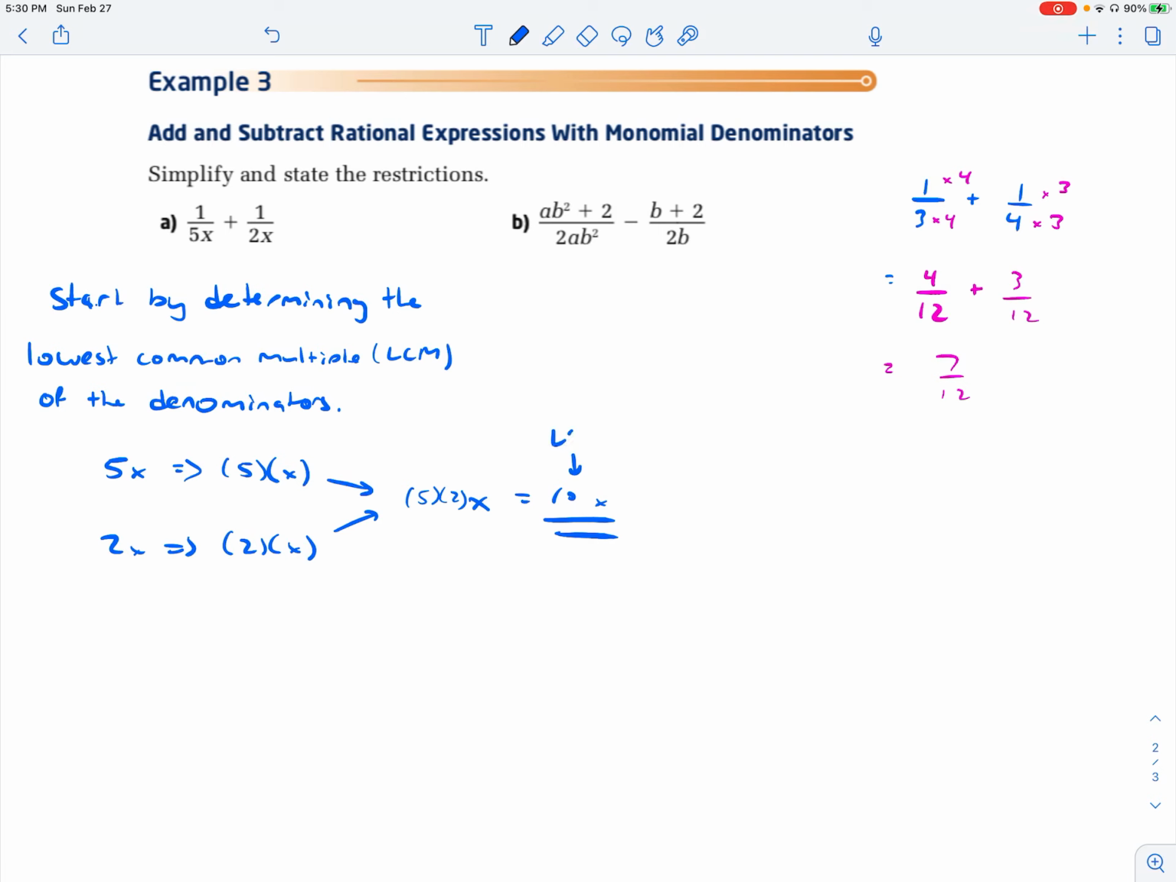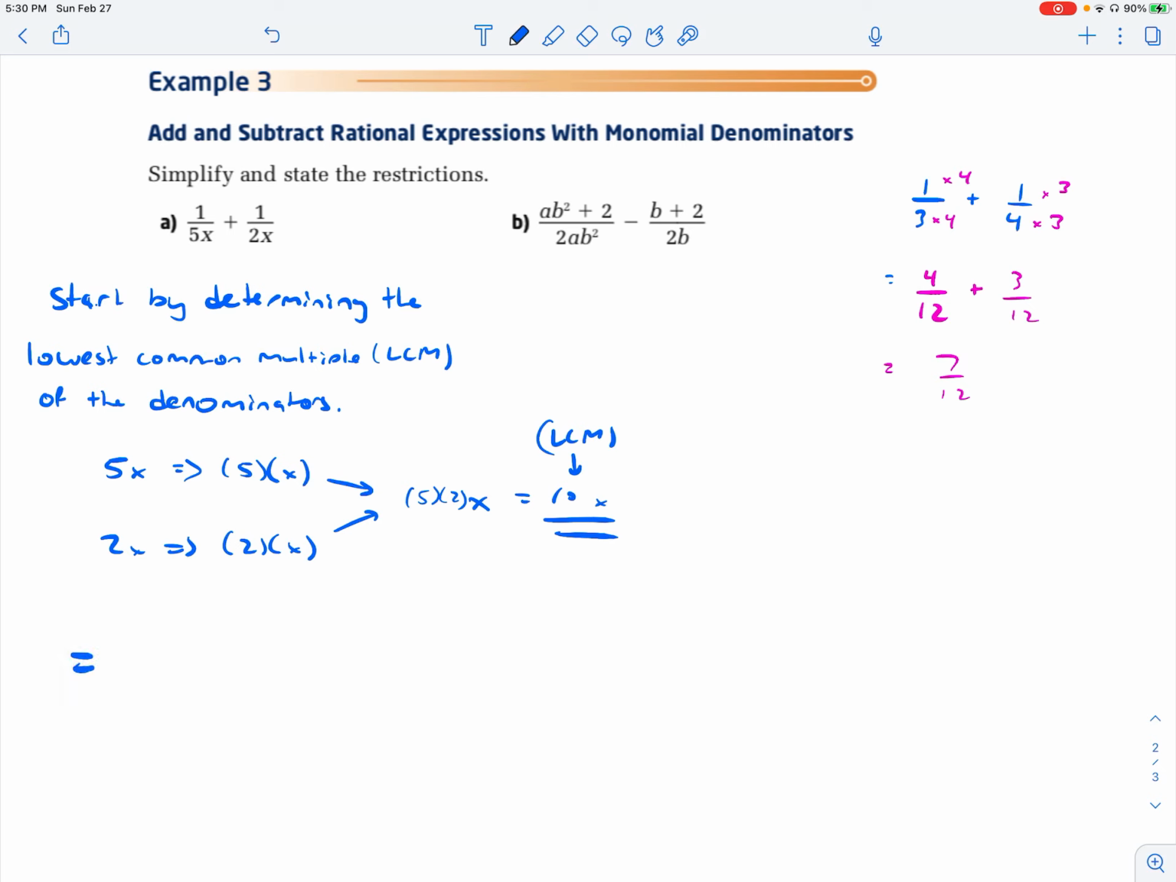So this is our LCM. Basically what I need to do is make these denominators look like this. I'm going to have to multiply this by something to get this, and whatever I do to the bottom, I've got to do to the top. That's kind of how these work.